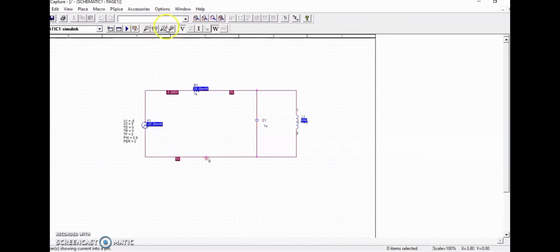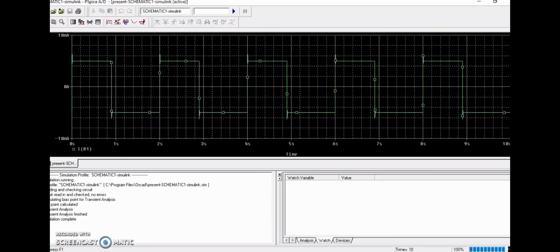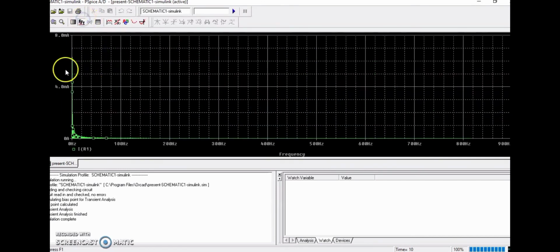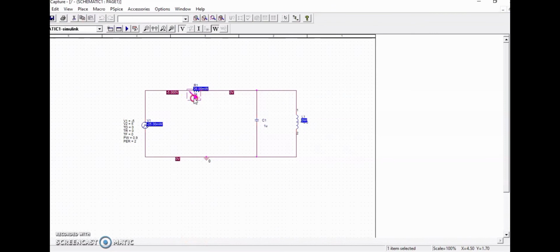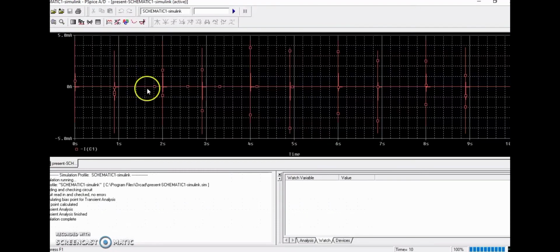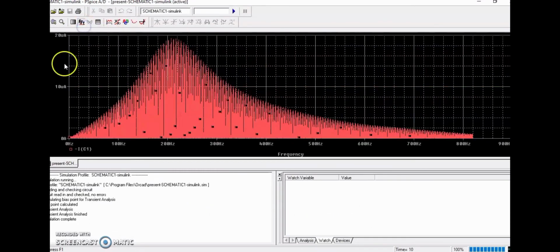After that, we want to see the current at the resistor, and we run. The output is here, and for FFT, it's here. Okay. So we see the current at the capacitor, run, okay, output, and use FFT. We got the graph like this.